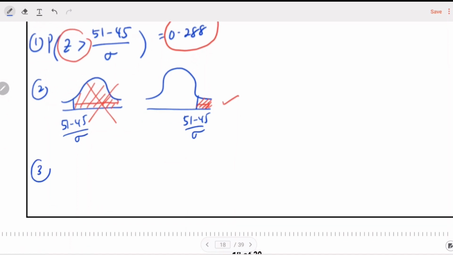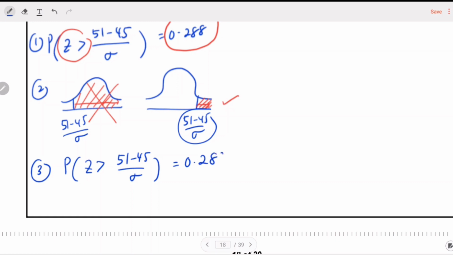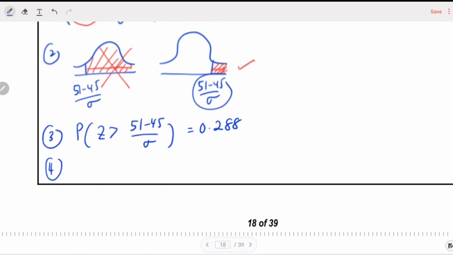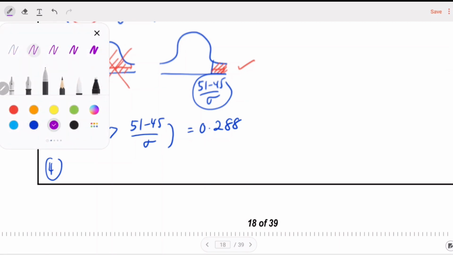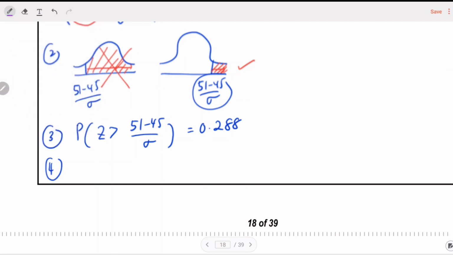The third step, to find whether we need to put 1 minus or not. But since we didn't shade the middle part of our bell shape, we don't need to put 1 minus. So we just take probability Z greater than this value here, which is equal to 0.288. We don't need to multiply it with a negative number because our Z lies on the positive side. So we don't need to put negative. Then for the last step, take a look at the standard normal table to find the value of Z that will give us probability 0.288.